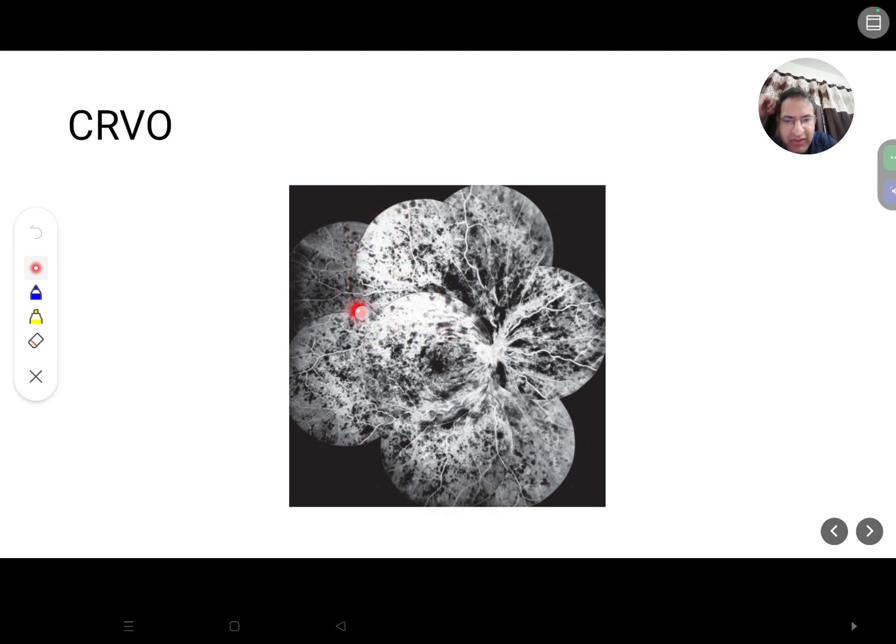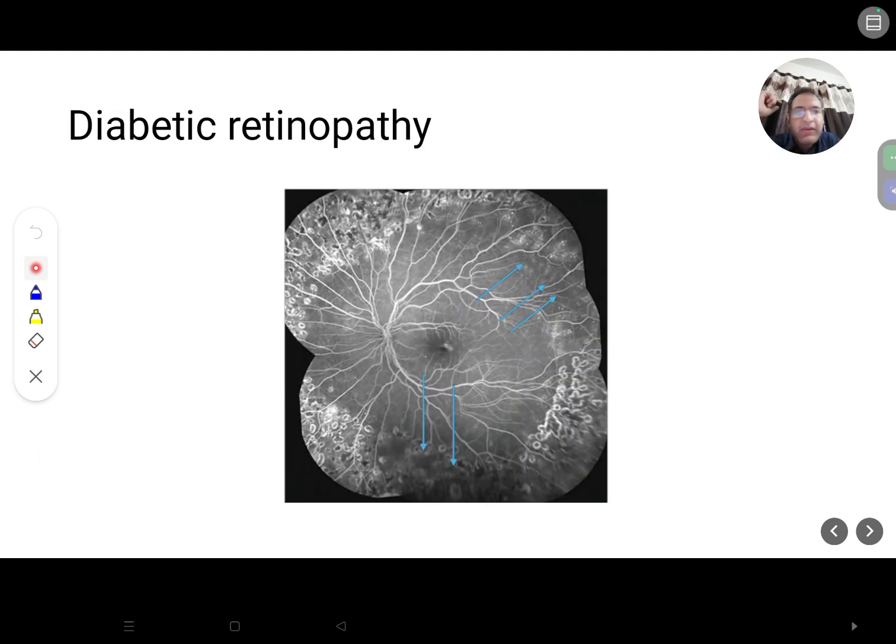We see a lot of hyperfluorescence leakage all around because of the many microaneurysms. At the same time, with the hyperfluorescence, we see areas of hypofluorescence because of the pre-retinal hemorrhages. So this is the acute phase of the CRVO that we are seeing, and this angiography is around late AV phase. This is an example of diabetic retinopathy.